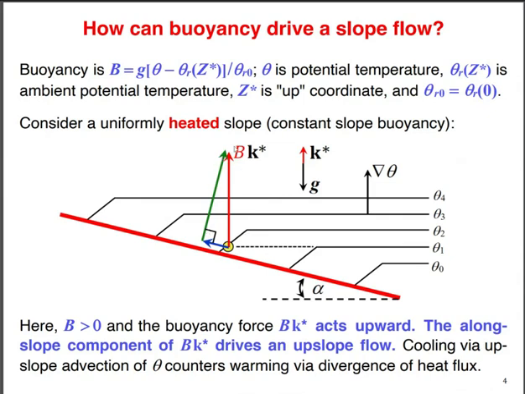So a purely up buoyancy force does give you a force component along the slope, and that's going to drive an upslope flow. So physically, that's why you get an upslope flow when you have positive buoyancy, and this is the distribution of buoyancy you get with surface heating.